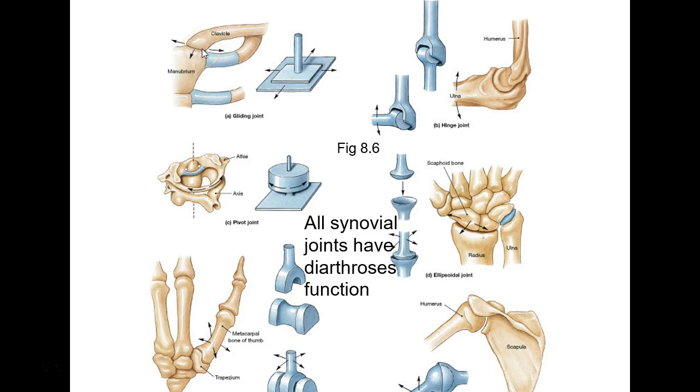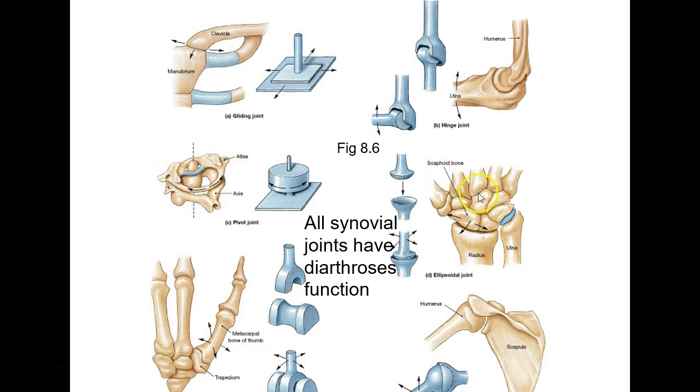That's a gliding joint. Whereas a pivot joint, kind of like this, your atlas and axis, your cervical vertebra 1, cervical vertebra 2, and it's almost like a little axle poking up there. And so it can rotate around it. That would be a pivot when it rotates around it.